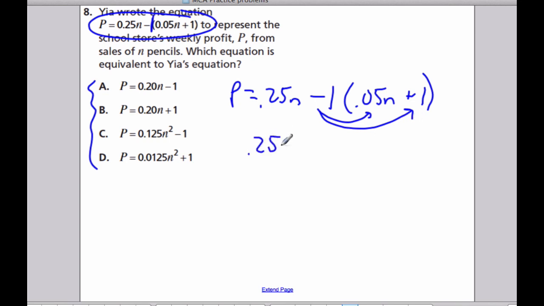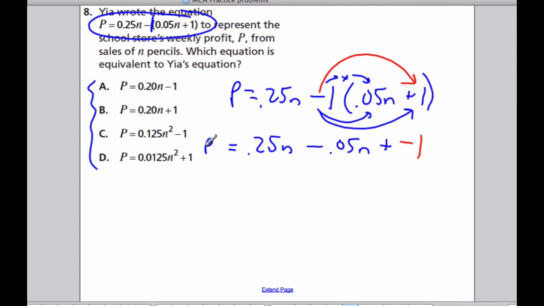So 0.25n minus 0.05n, because minus 1 times 0.05 is a negative 0.05, plus, and then you've got minus 1, again, times the plus 1, which is a minus 1. And that, of course, is equal to P. That won't change. All right, I've done my distribution.